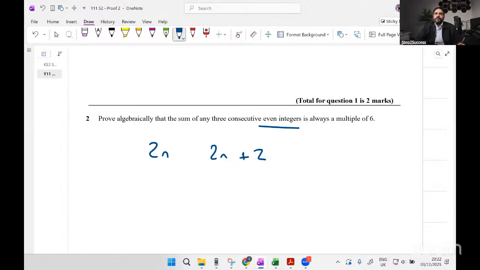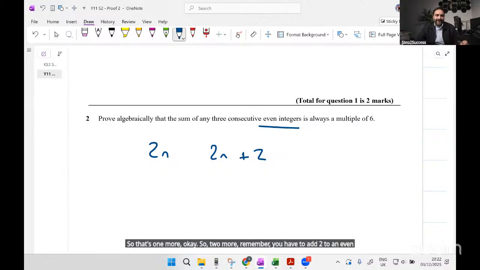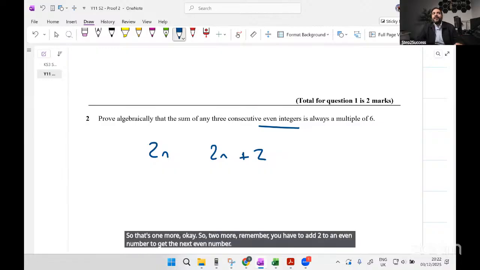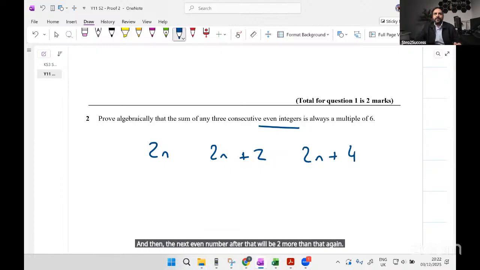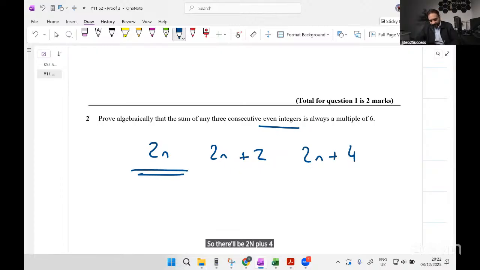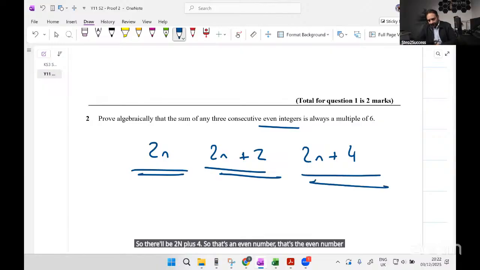So that's 1 more. So 2 more. Remember, you have to add 2 to an even number to get the next even number. And then the next even number after that will be 2 more than that again. So there'll be 2n plus 4. So that's an even number, that's the even number after it, that's the even number after that.